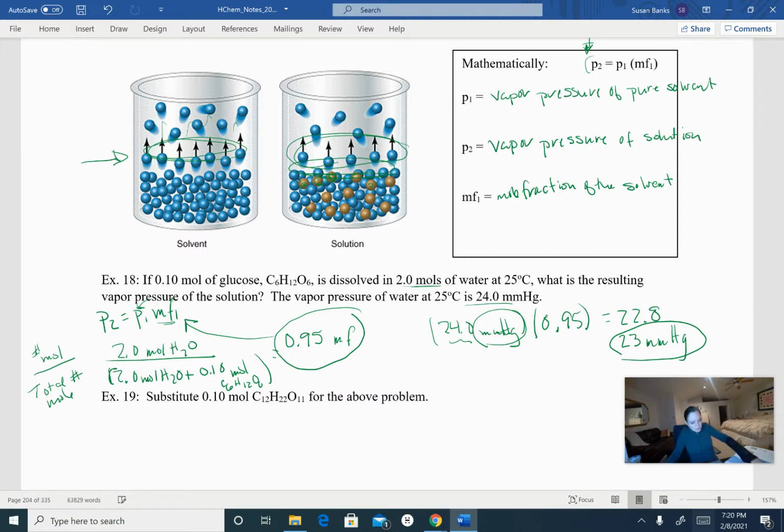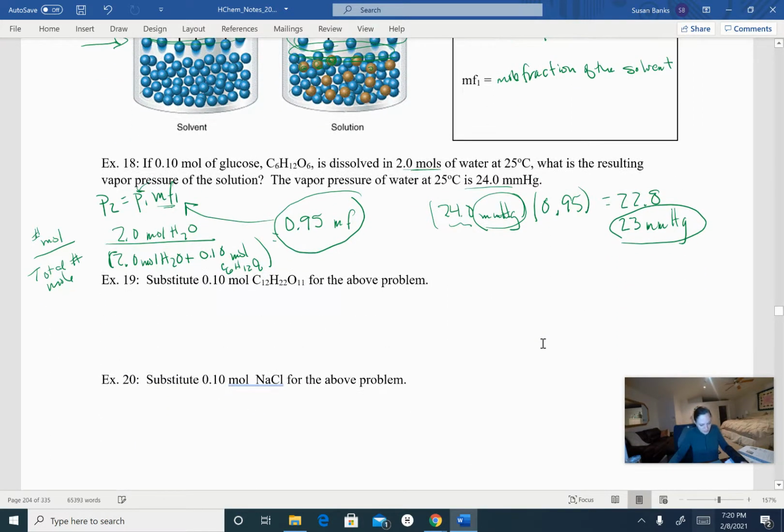Okay, so let's look at number 19. We're going to substitute 0.1 mole of sucrose instead of glucose. So this is table sugar. Our formula is still the same. Our pressure that we would expect would be the original vapor pressure of pure water multiplied by the mole fraction that we would calculate. Now we're still going to do a mole fraction of the solvent, which is water.